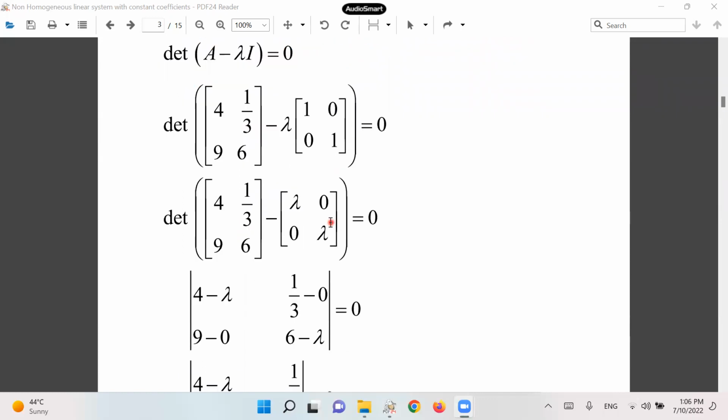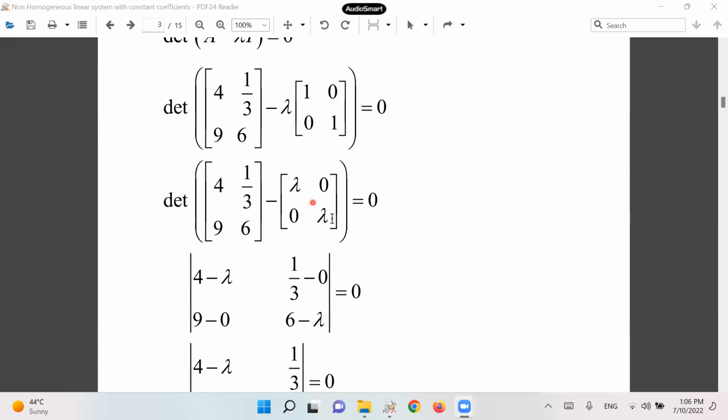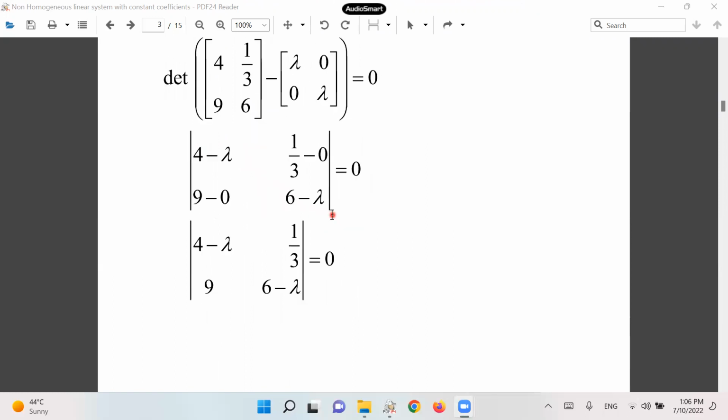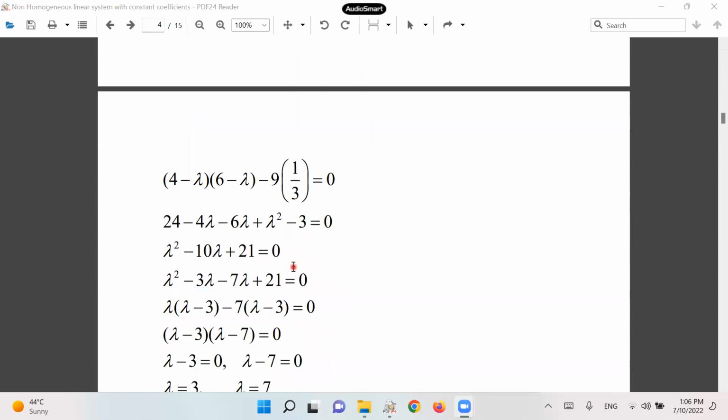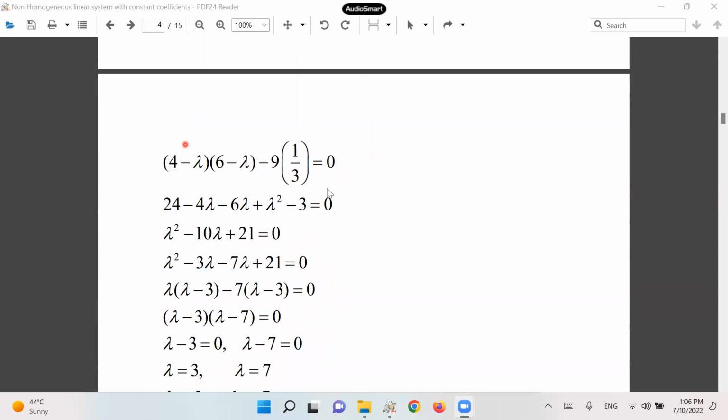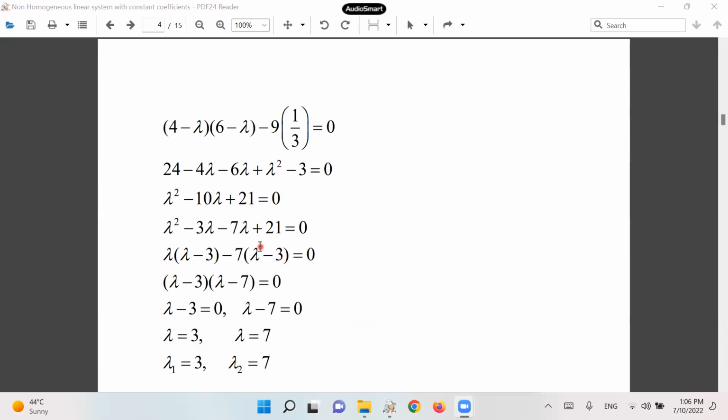We multiply with λ, and after that we find the determinant of this matrix. We multiply the diagonal elements, (4 - λ)(6 - λ), minus 9 multiplied by 1/3. When we simplify, we get λ² - 10λ + 21. Now this is the characteristic equation.